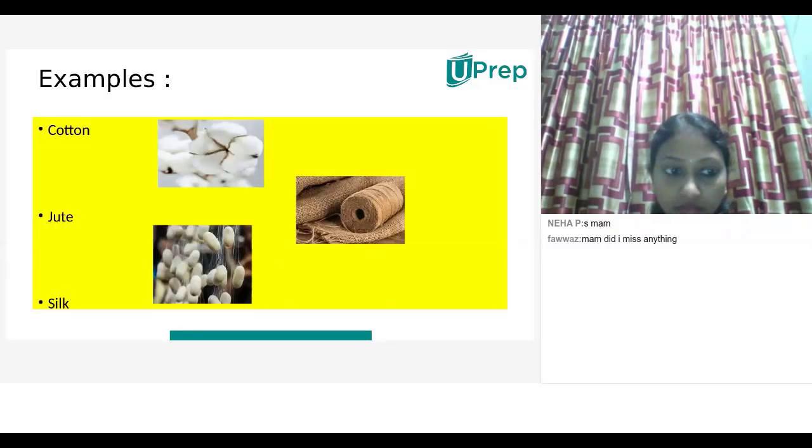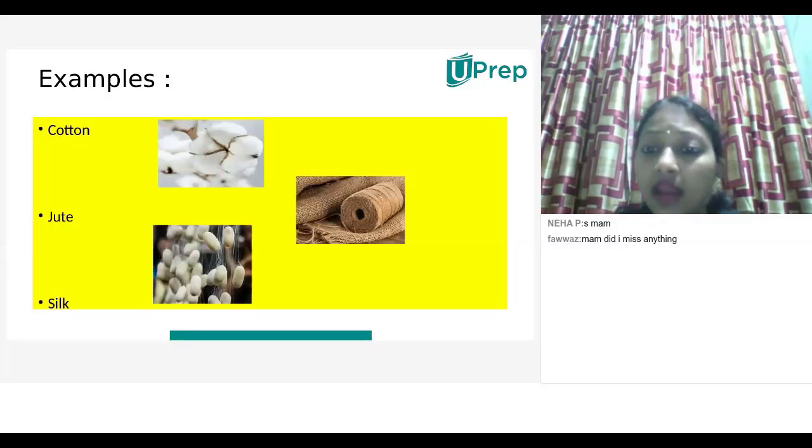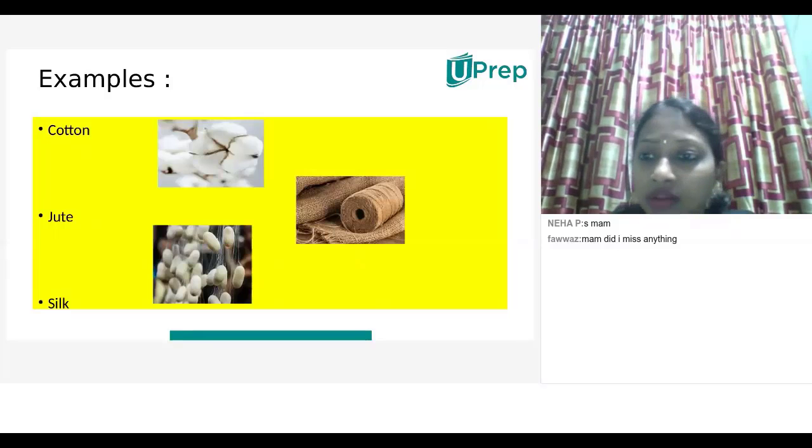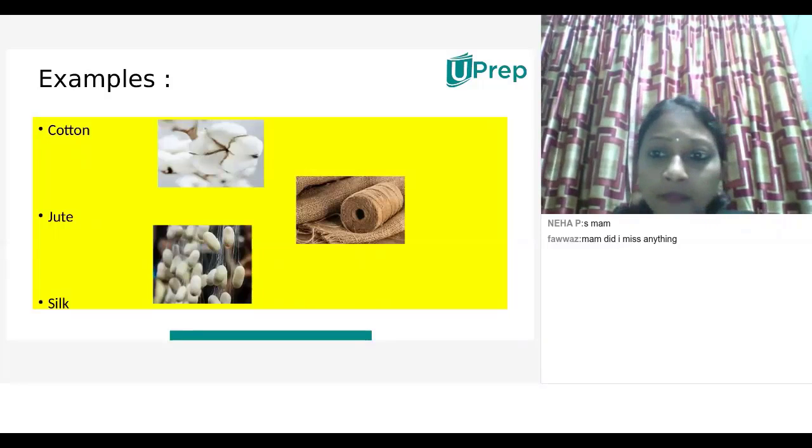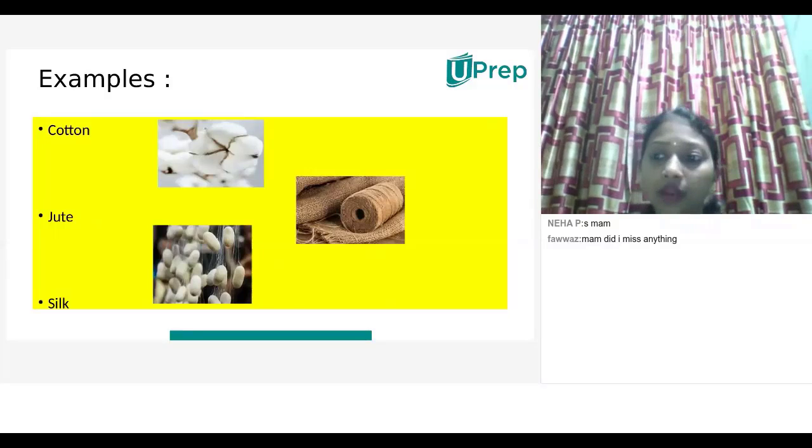Ma'am, silk is from cocoons. Ma'am, are you able to hear me? Yeah. A bit louder, because of the children, even my voice. Ma'am, it is from cocoons. Okay, it is obtained from cocoons. Understood.